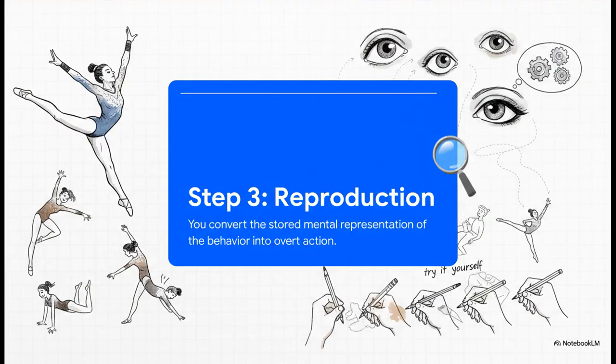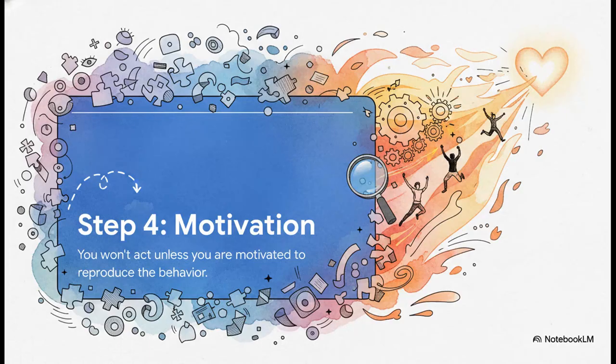Now we get to reproduction. This is the, okay, I'm going to try it myself phase. But, and this is a big but, your ability to perfectly copy the action really depends on your own skills. I mean, you can watch an Olympic gymnast all day long, but that doesn't mean you're going to suddenly stick a perfect landing, right? And finally, we get to maybe the most important step, motivation.